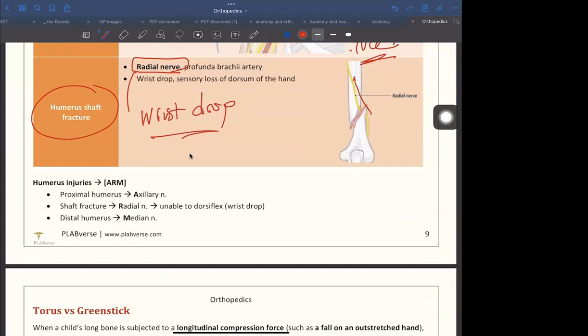Right? Humeral injury: proximal humerus is an axillary nerve risk, shaft is a radial nerve risk, distal humerus is a median nerve risk. However, here the brachial artery is at high risk, right?